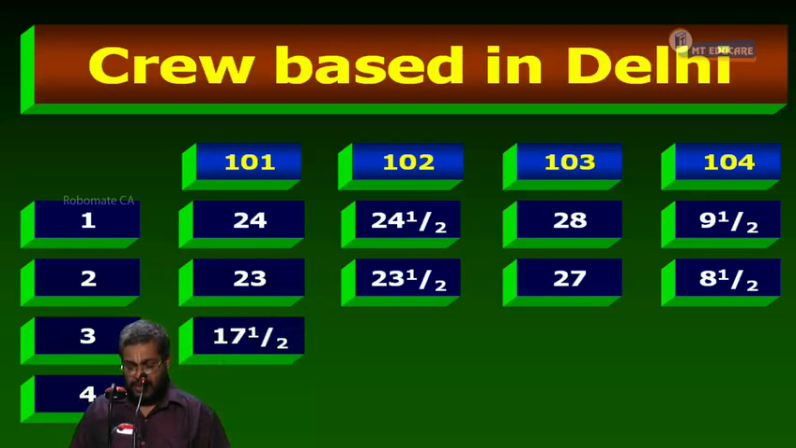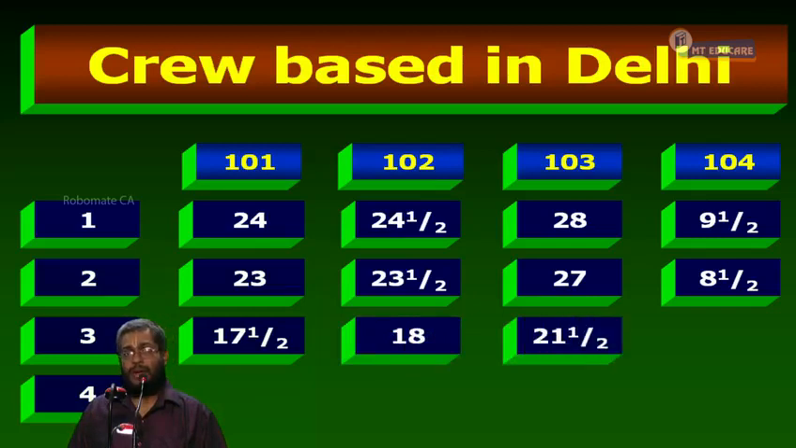Now, flight 3 reaches Jaipur at 2:30. Flight 2 starts at what? 8:30. How many hours? 18 hours. 2:30 to next day 12 o'clock, how many hours? 21 and a half hours.